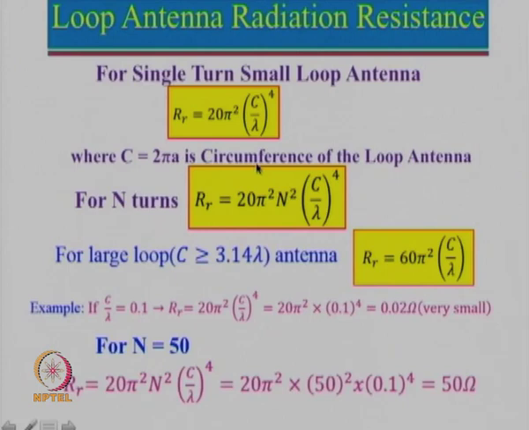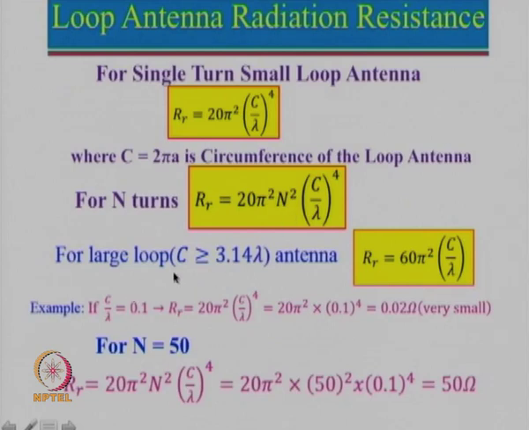Now most of the time we do not use a single loop antenna, we use a multiple turn loop antenna. This will be obvious when we take this design example here. So if we take n turns, for n turns RR increases by a factor of n square. So radiation resistance can be increased significantly by increasing the number of turns, then RR increases by n square.